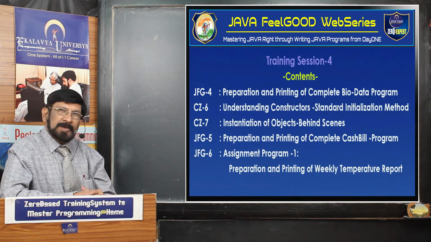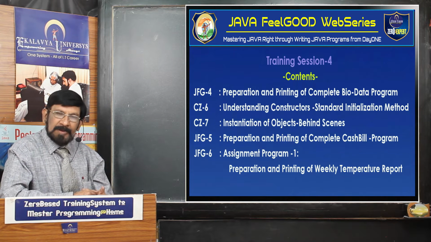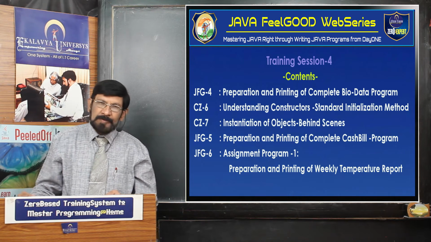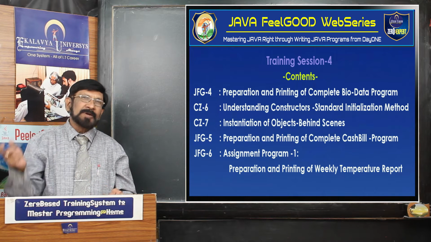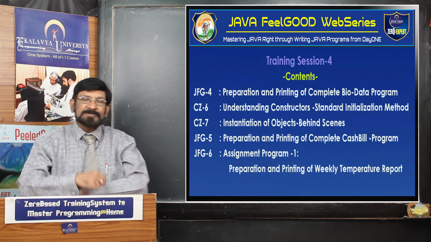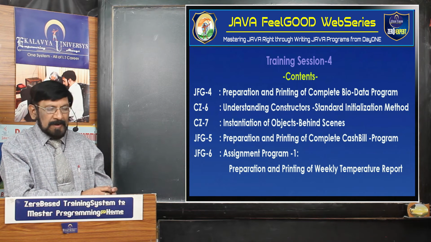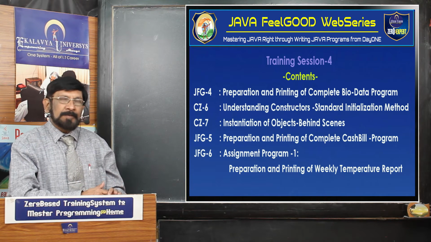Next, JFG-5, preparation and printing of complete cash bill. Actually, in the previous training session, we made a simple cash bill, and now we are writing a program to print a complete cash bill. That means it consists of amounts also. A complete cash bill we print, and finally, I am assigning a program, an assignment program, the weekly temperature report.